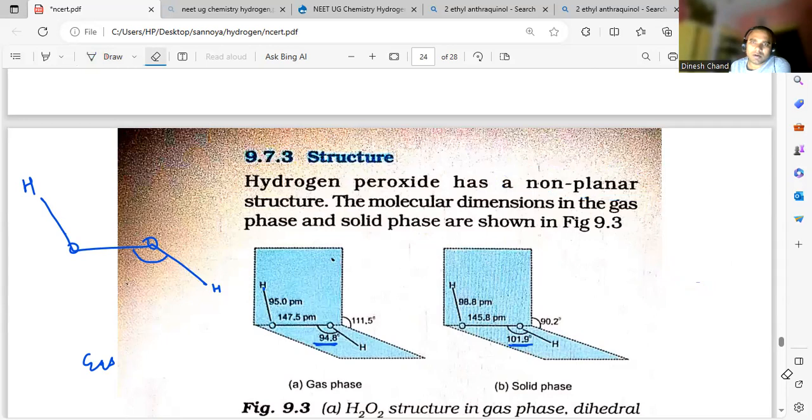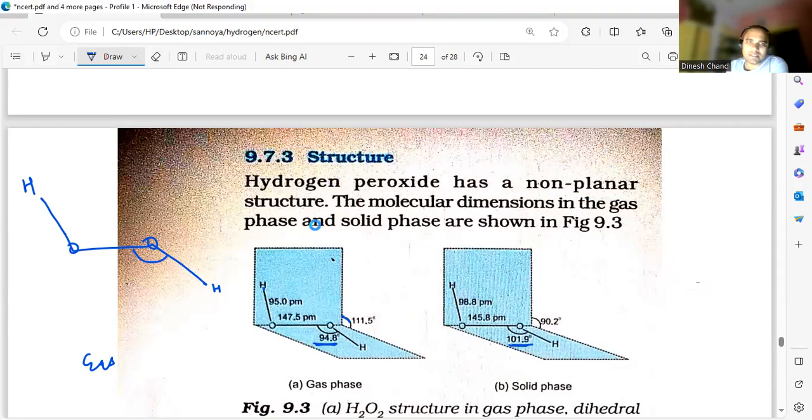Okay. See here, this angle is called the dihedral angle because this line also represents hydrogen 1. The upper line also represents hydrogen 1. So the dihedral angle is how much they are saying. In the gas phase, 111.5. In the solid phase, 90.5. This is the dihedral angle.